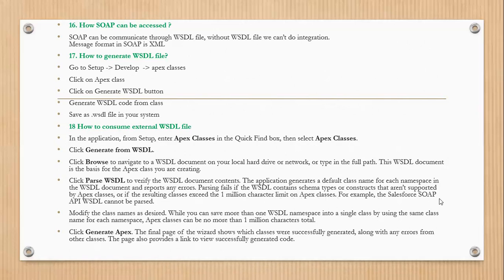For example, the Salesforce SOAP API WSDL cannot be parsed. Modify the class names in the desired way. You can save more than one WSDL namespace into a single class by using the same class name for each namespace, and Apex classes can be no more than 1 million characters in total.